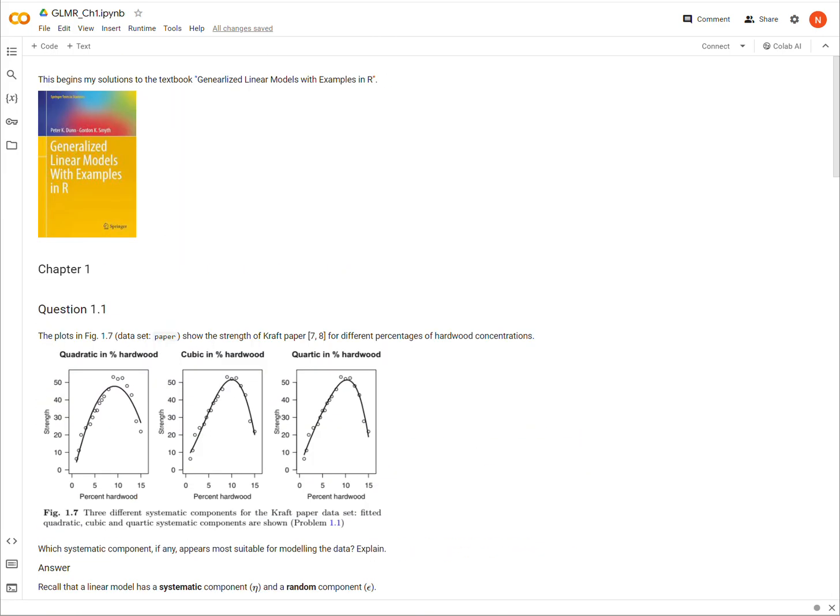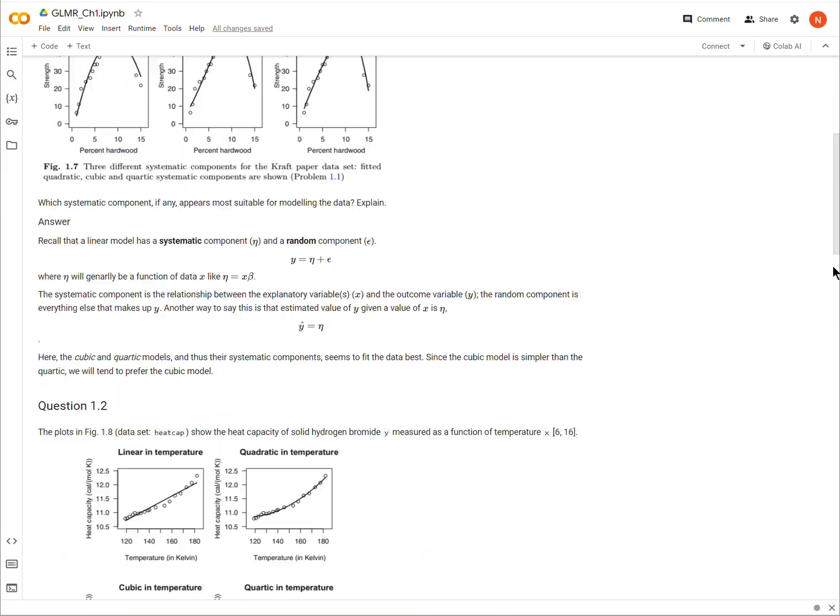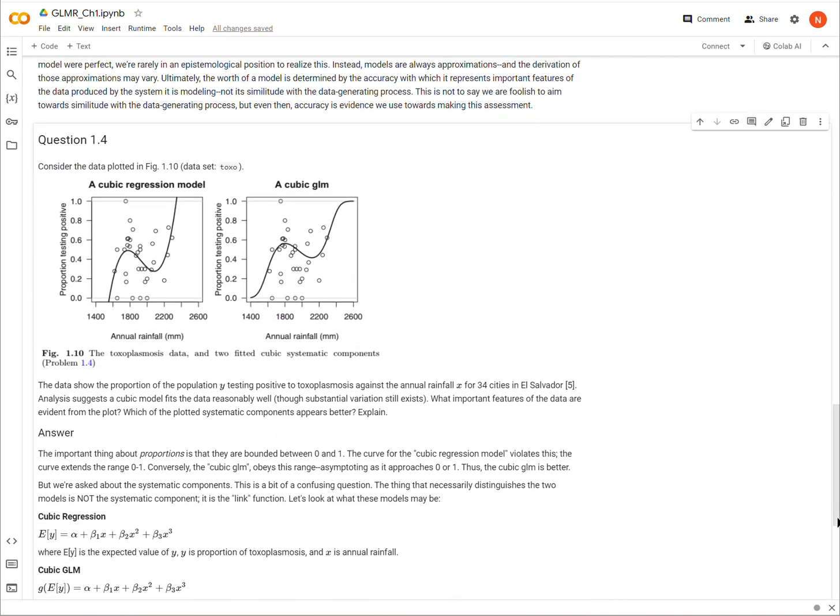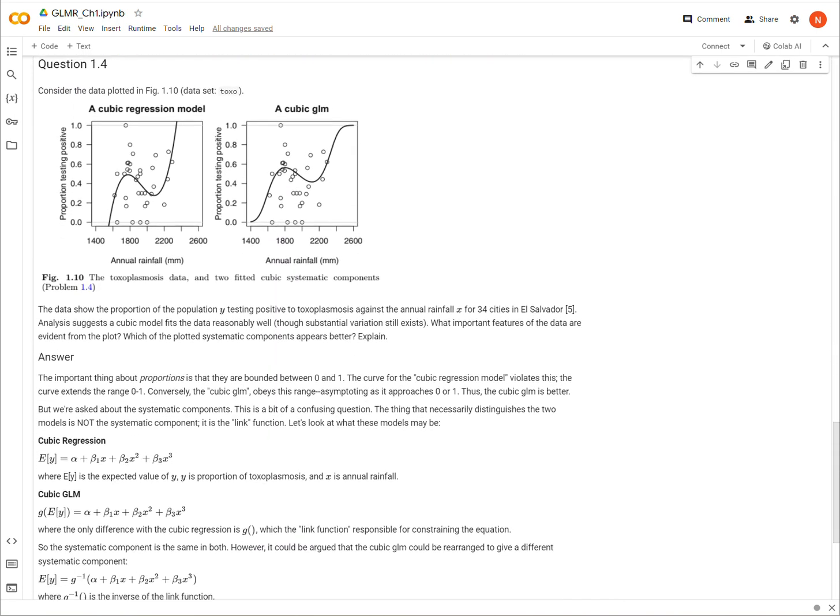Okay, so we are in this book here, Generalized Linear Models with Examples in R. We are in Chapter 1, Question 1.4. Okay, so here's the question. So consider the data plotted in 1.10, okay, and then here's figure 1.10.